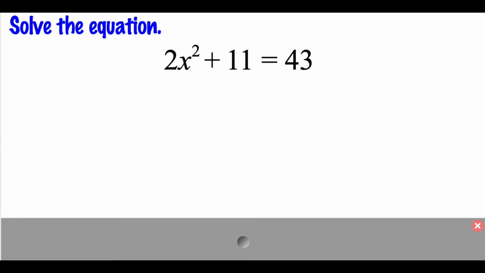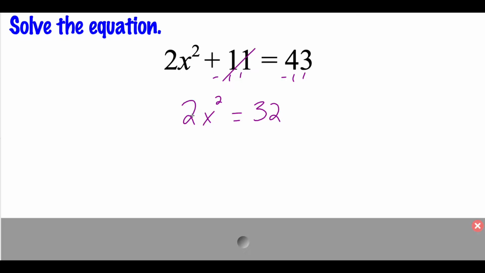Taking a look at this example, it gets a little more complicated because I've added more operations to this equation. So we've got 2x squared plus 11 equals 43. Well, if we think about solving an equation, we want to get rid of addition or subtraction first. So the very first thing I see is that plus 11. I want to get rid of plus 11 by subtracting 11 on both sides. So that's going to give me 2x squared equals 32.